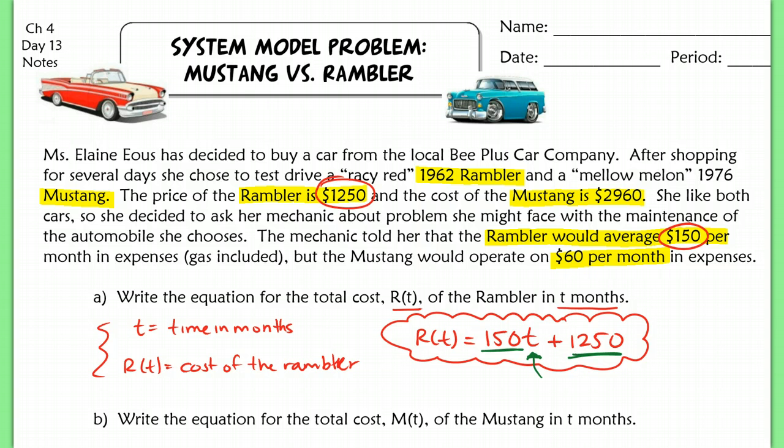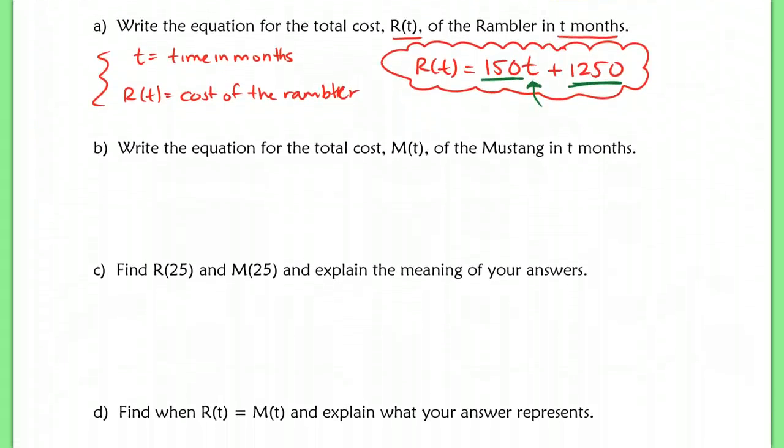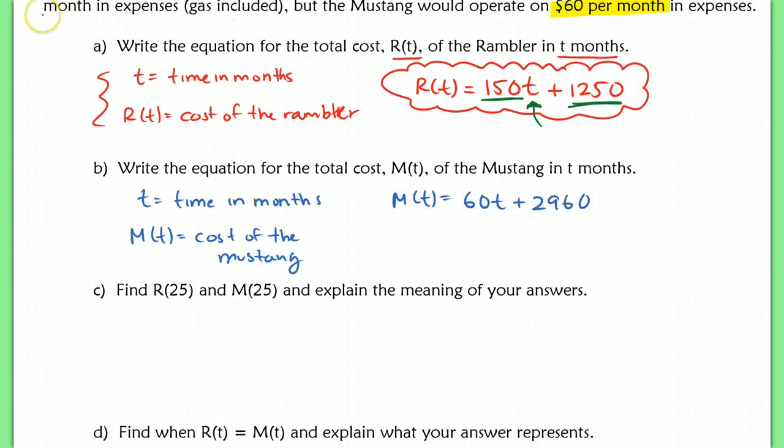Now, I would like you to find the Mustang's total cost equation on your own. So fill out part B, please. Go ahead and pause the video and fill out part B. Okay, now this is the equation that you should have for the cost of the Mustang.